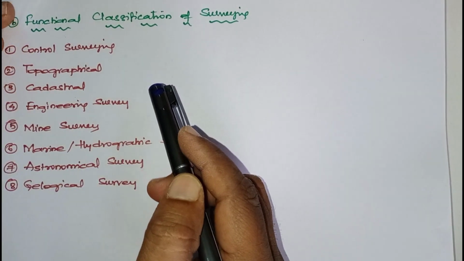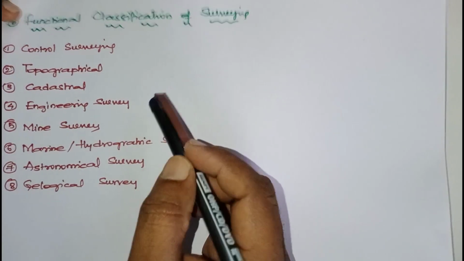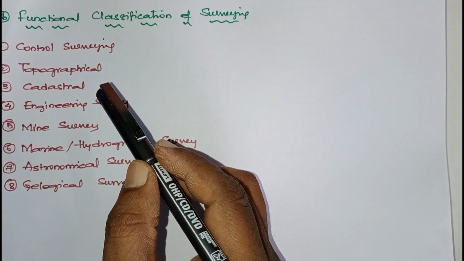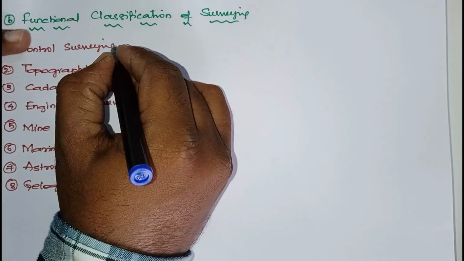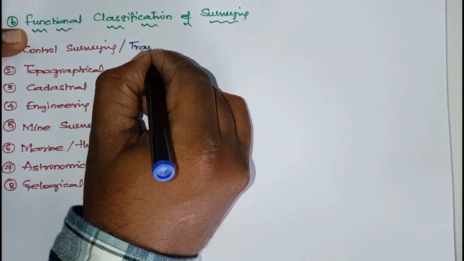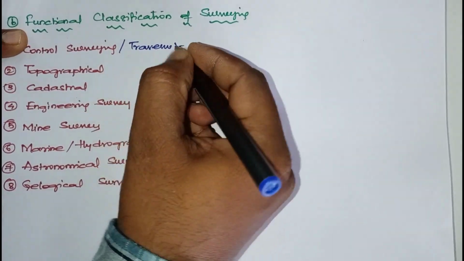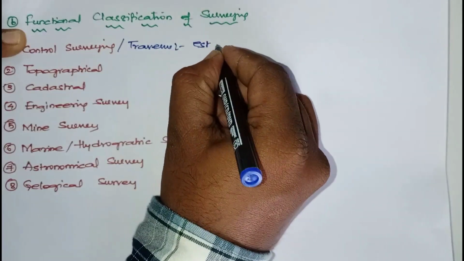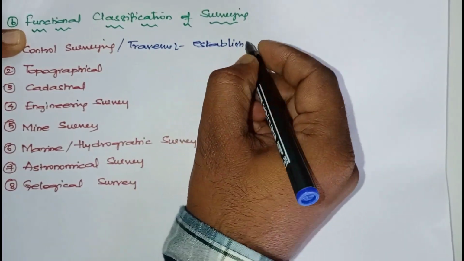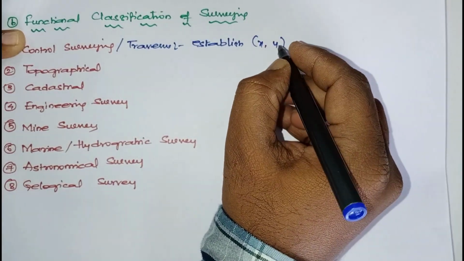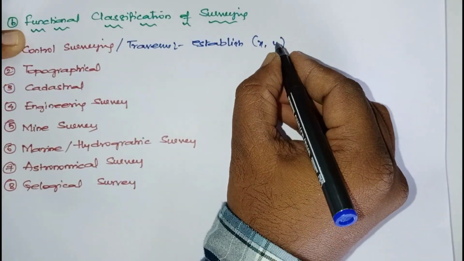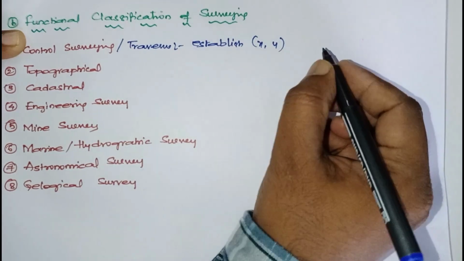Next we'll see the functional classification of surveying. What do you mean by control surveying? Control surveying is also called a traverse. It means we are going to fix or establish the positions. What positions? X, Y, with respect to some coordinates.